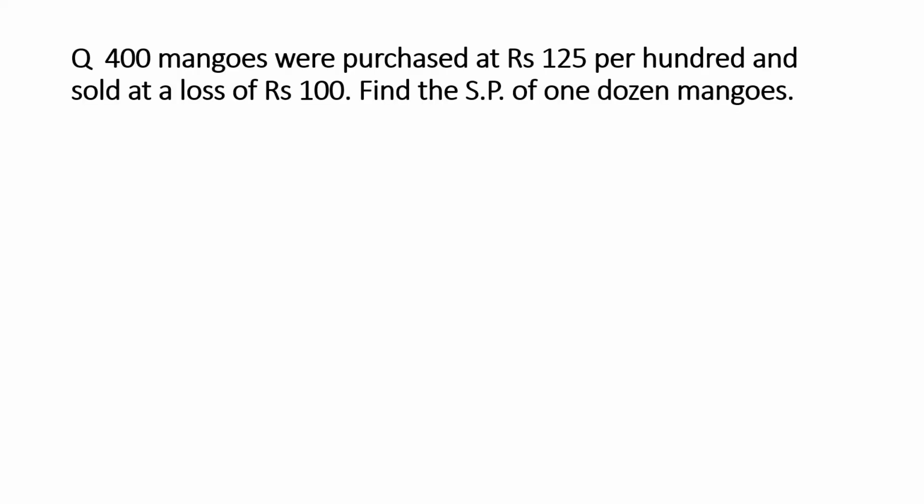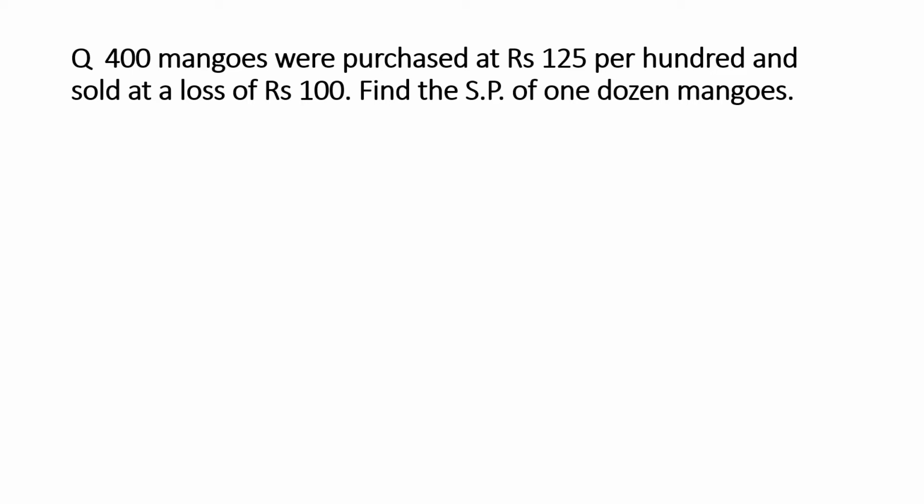The first question I'm taking: 400 mangoes were purchased at rupees 125 per hundred and sold at a loss of rupees 100. Find the SP of 1 dozen mangoes. What things are given to us? First focus on that. We have been given the cost price of 400 mangoes, purchased at rupees 125 per hundred, meaning the cost price of 100 mangoes is rupees 125, and a loss of rupees 100. We need to find the selling price of 1 dozen, meaning 12 mangoes.